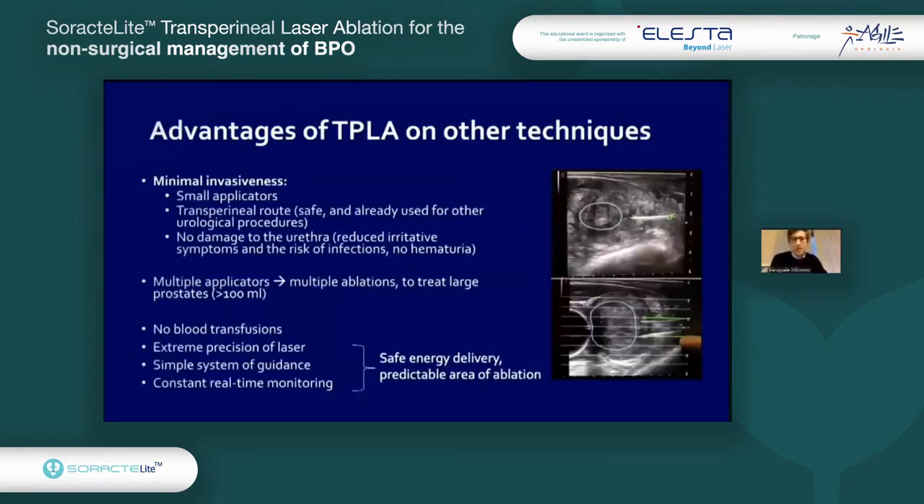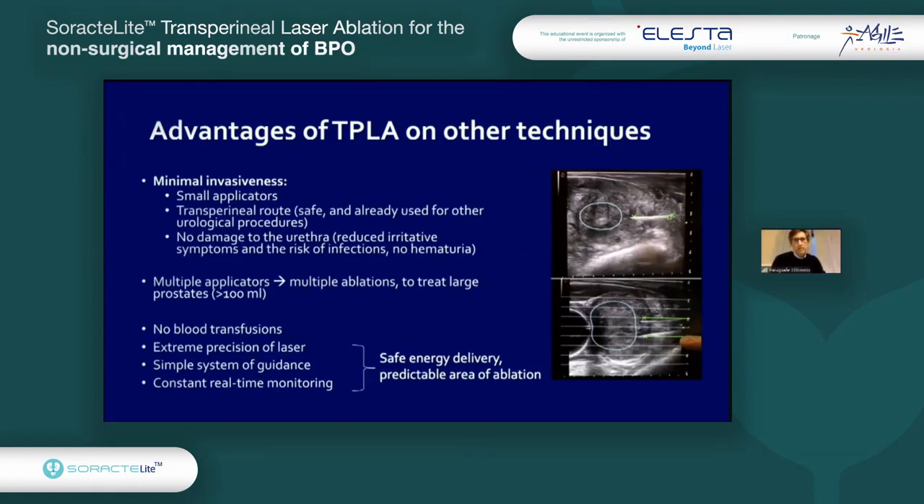Already Luigi told us there is minimal invasiveness. There are small applicators. The transperineal route is safe, already used for biopsy. There is no damage to the urethra, so no irritative symptoms, no risk of infection, no hematuria. You can do multiple applicators, multiple ablations also to treat big prostates, also the middle lobe.